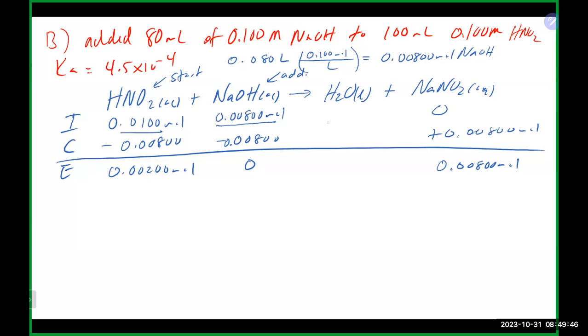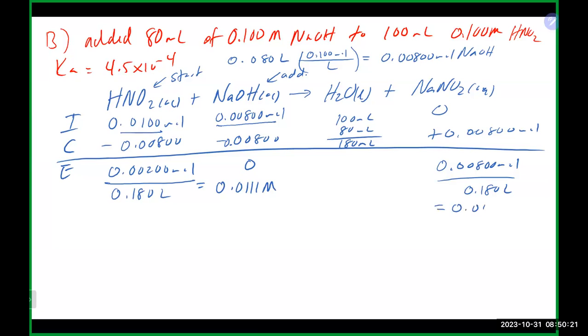So at this point, we started with obviously 100 milliliters of our acid. We added 80 milliliters of our base, which means we're at 180 milliliters total volume at this point. That needs to be converted to liters. So we'll divide by liters in this case. That's going to get us 0.002 divided by 0.18. It gives us 0.01111111. 0.008 divided by 0.18 gives us the classic 0.0444 molar at this point.